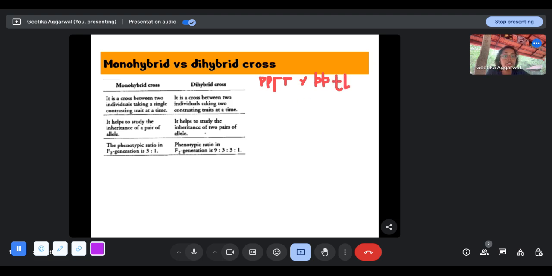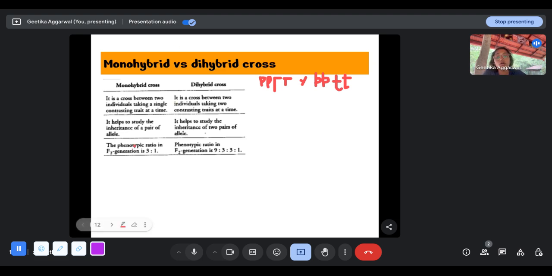So if you have this cross, where you are crossing plants which have purple flowers and are tall with plants that are short and have white flowers, then that's called a dihybrid cross, because you're considering two contrasting traits at a single time while crossing two individuals, right? So this is the difference between a dihybrid and a monohybrid cross.